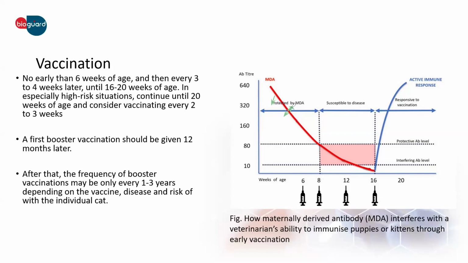Because at that time, the maternal antibody is usually already below the protection level, we can start to give the vaccination. And once it starts, every 3 to 4 weeks give another shot until the kitten reaches 16 weeks old. In this way, it can provide the most comprehensive protection coverage to the kittens or puppies.